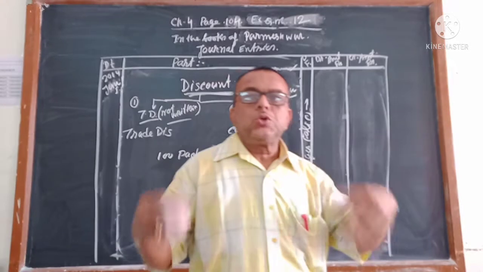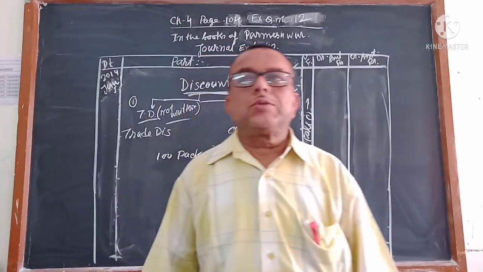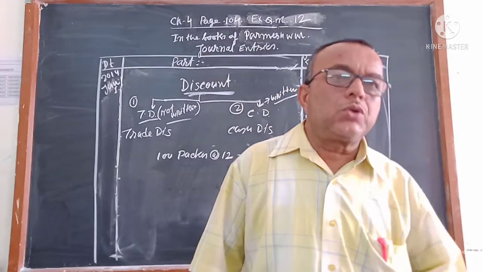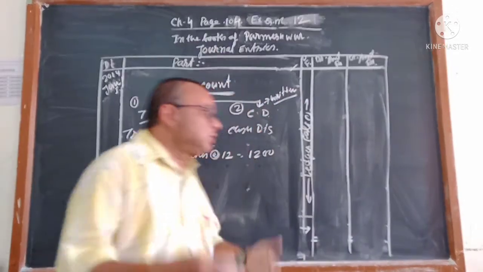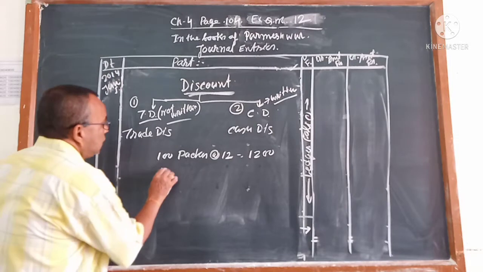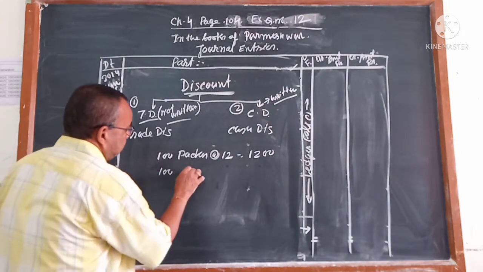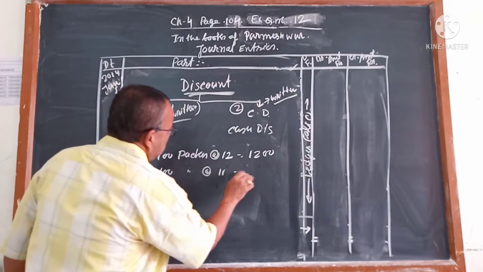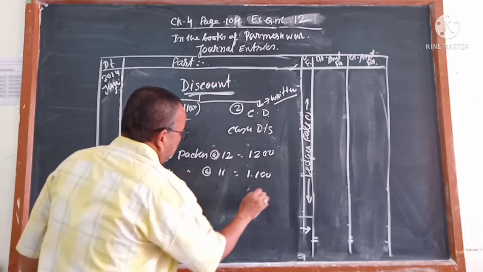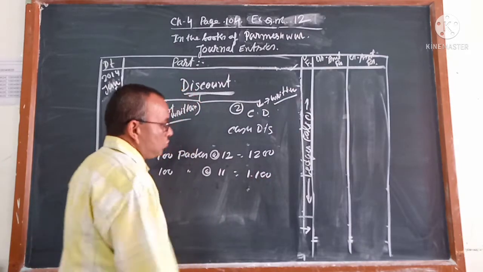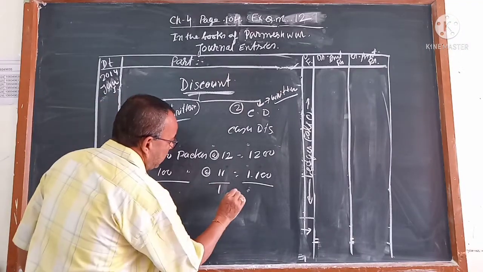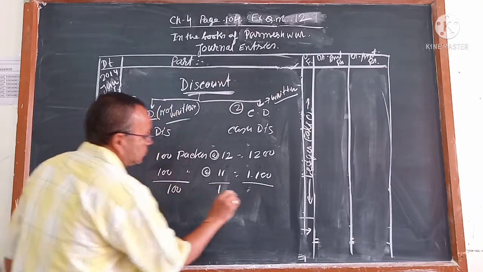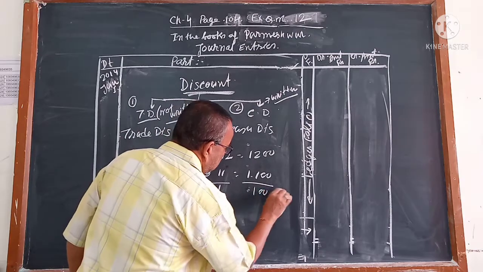But as you are buying a lump sum amount of goods at a time, I want to give some discount to you. That is called TD. Now you will ask how much. He said that I want to make it 11 rupees. So actually you have to pay 1100. The discount which you got, 1 rupee for 100 packets, the amount is 100, that is called TD.